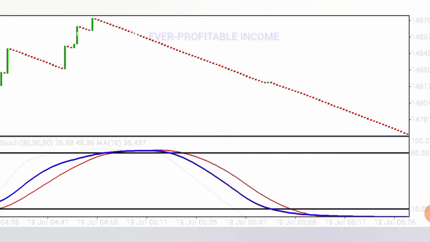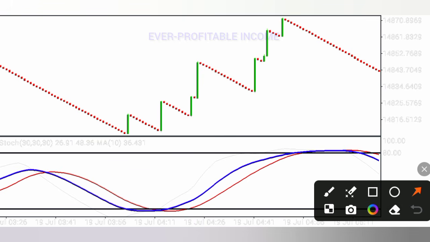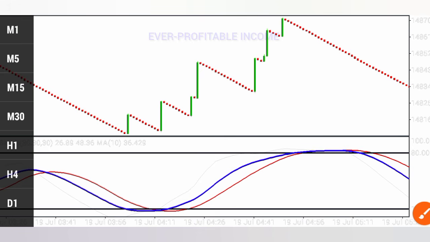So this strategy is beginner friendly and is very easy to understand. There's no complicated indicator settings, just straightforward. Okay, now for you to successfully catch spike, you have to ensure that the higher time frame is bullish. This is what I mean by that. Let me show you. So let's go over to like H1.